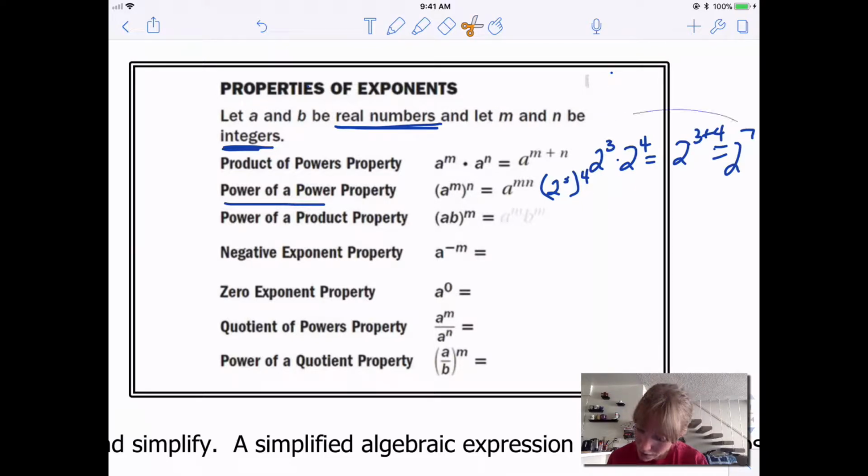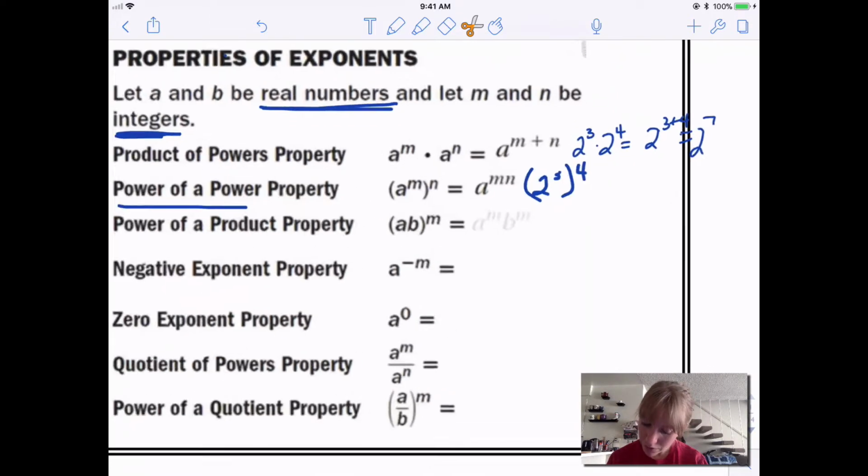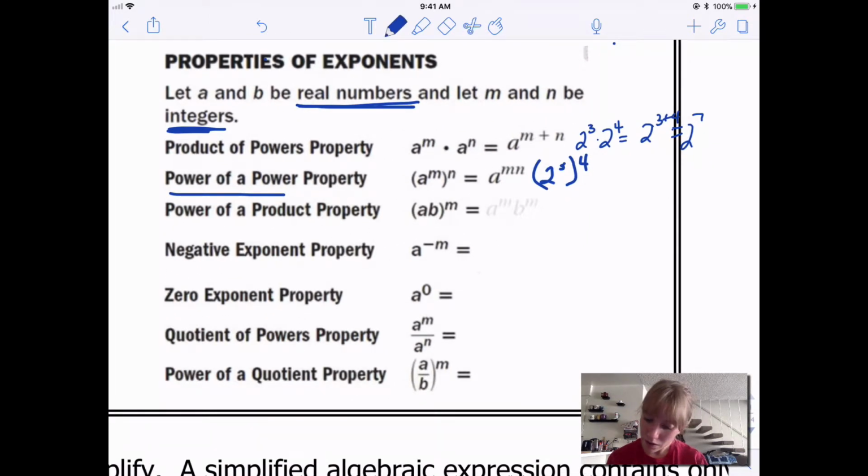Let me actually make this one a little smaller. So if I've got 2 to the 3 raised to the fourth power, I do 2, and this time it's 3 times 4, so I get 2 to the 12th power. Okay, so that's power of a power. The next one is power of a product.